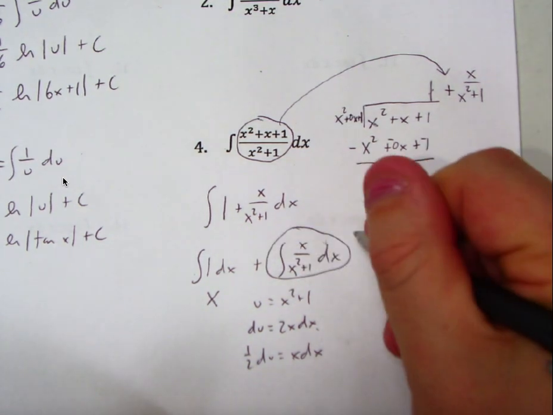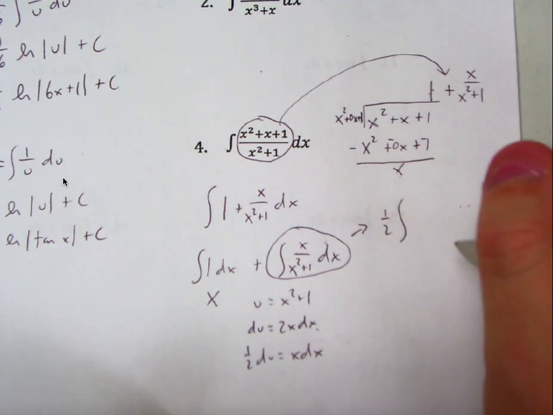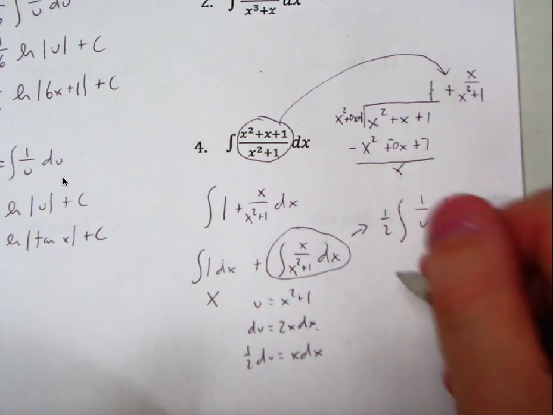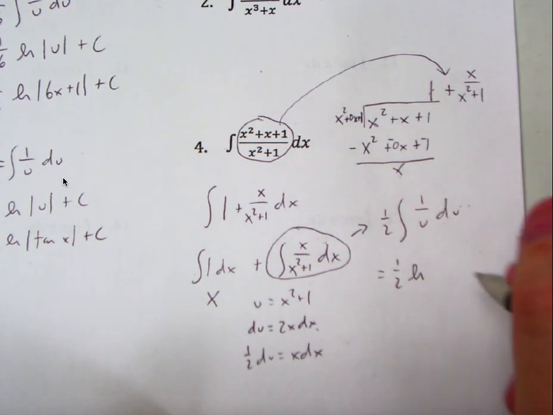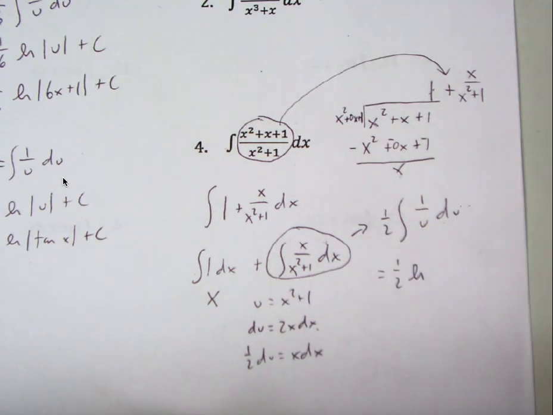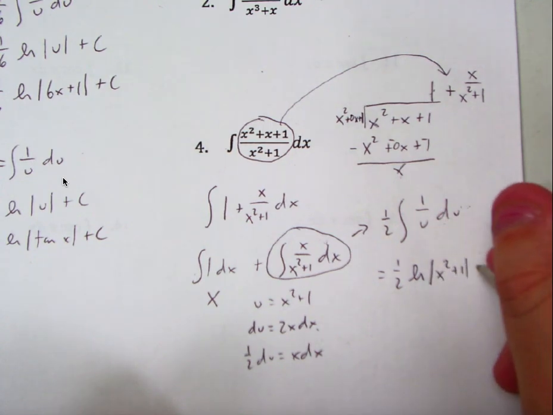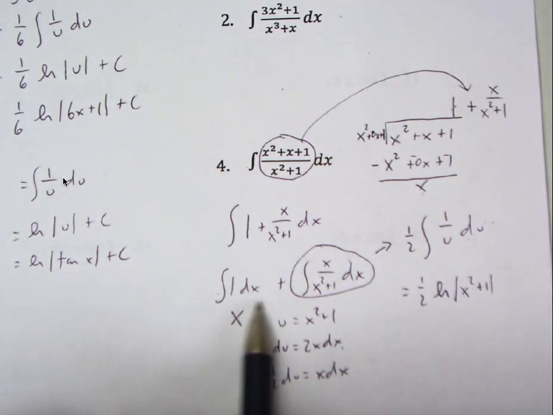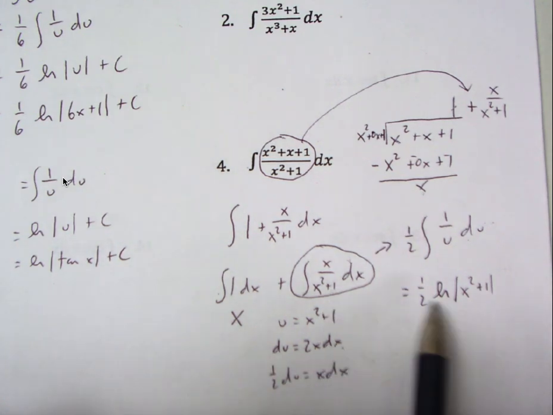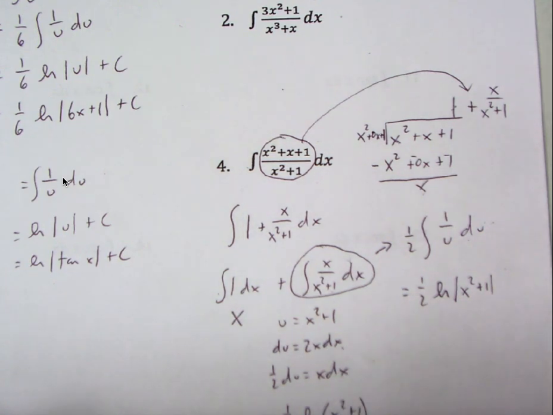So this integral becomes 1/2 the integral of 1 over u du, which is 1/2 natural log absolute value. And I'm fine if at this point you just put the x expression back in. That's absolutely fine. So absolute value of x squared plus 1. Which means our final answer, when I put these together, this was x, plus this one became 1/2 natural log x squared plus 1, and then plus c.